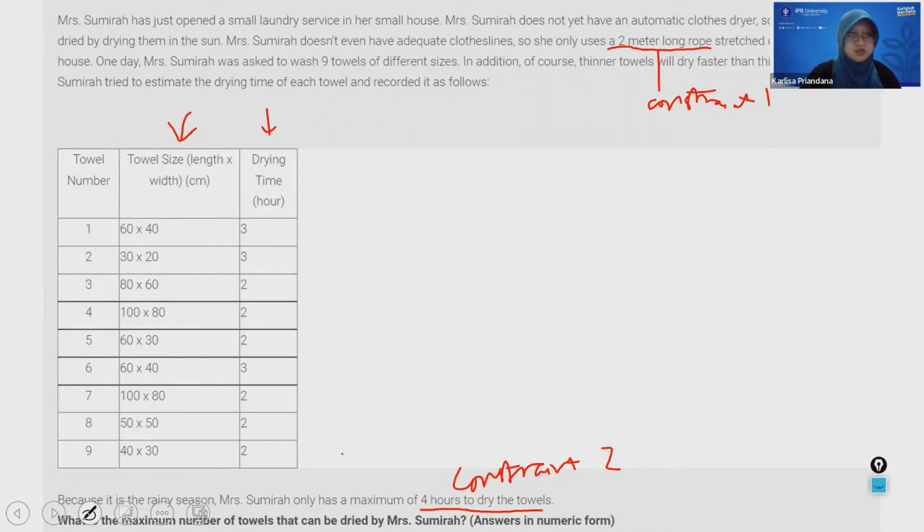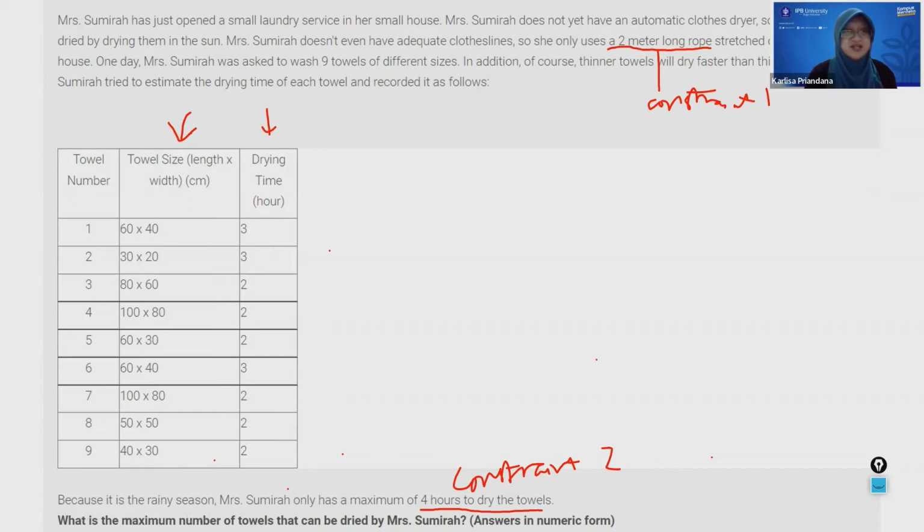The question is, what is the maximum number of towels that can be dried by Mrs. Sumira? Maximum number of towels, this is the goal.